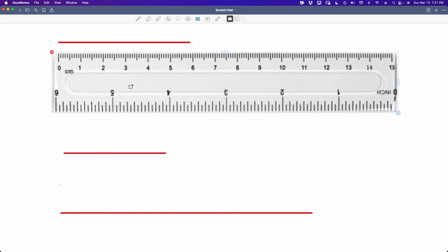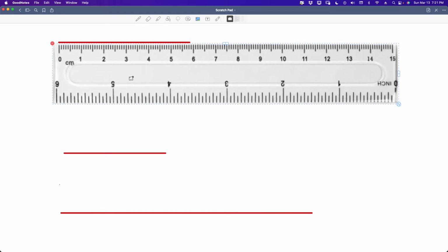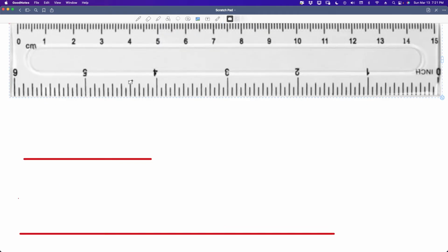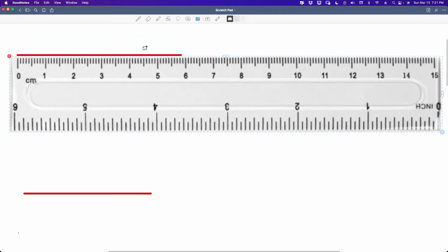Let's get in here and let's line up our metric ruler. We're going to put the 0 in line with the end. And we're going to zoom in just a little bit so we can see where we are and what we're doing. And let me get this thin line again. I'm going to use a different color, and put it right here at the end. So we have almost 6 centimeters.